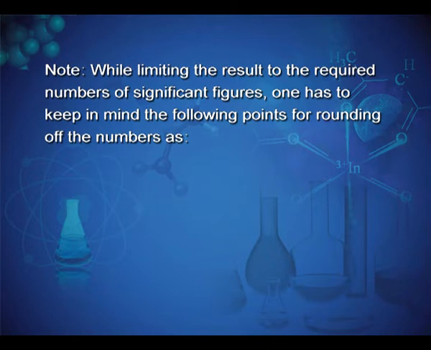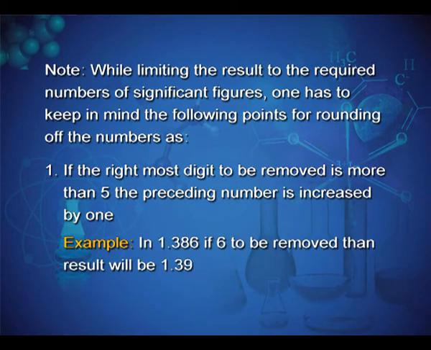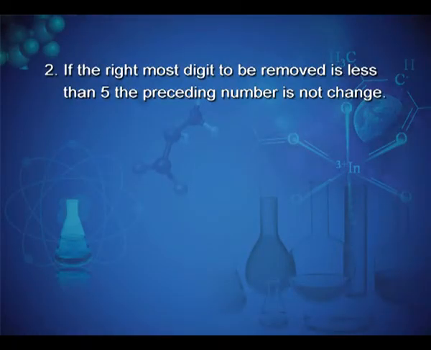Now one point to be noted here: while limiting the result to the required number of significant figures, one has to keep in mind the following points for rounding off the numbers. As the first point, if the rightmost digit to be removed is more than 5, the preceding number is increased by 1. Example, in 1.386, if 6 is to be removed, then the result will be 1.39. Second point, if the rightmost digit to be removed is less than 5, the preceding number is not changed.